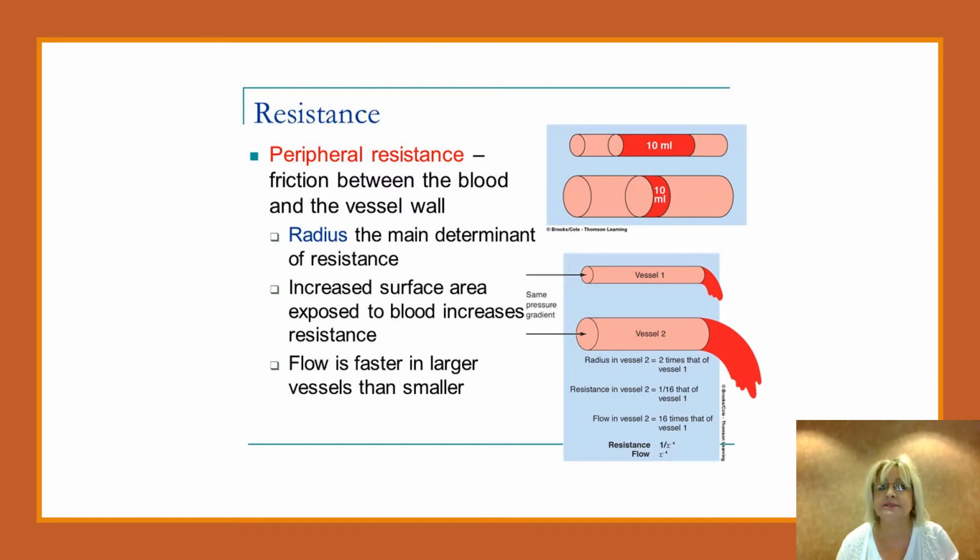Our radius is the main determinant of resistance. That's a very important point to make there. So now let's look at vessel 1 and 2 right below that. They both have the same pressure gradient.